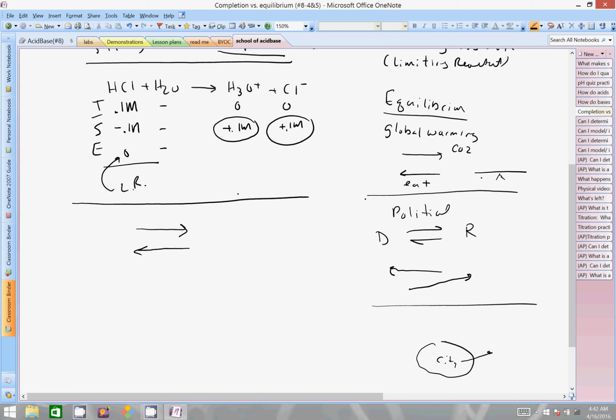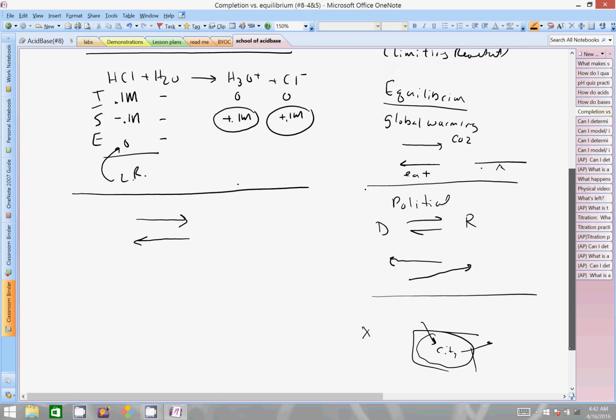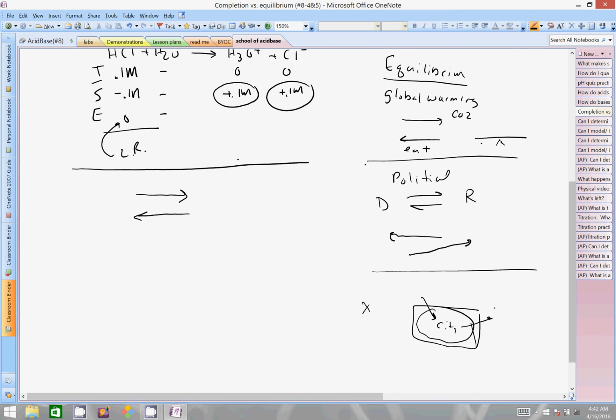People are exiting, people are leaving. But if you took a snapshot picture of the city, you might have X number of people in that city. And then an hour later, take another snapshot of that city. Same X number of people, because we have a balance between people entering and people leaving. Two competing processes. We call this a forward reaction, and we have what's called a reverse reaction.